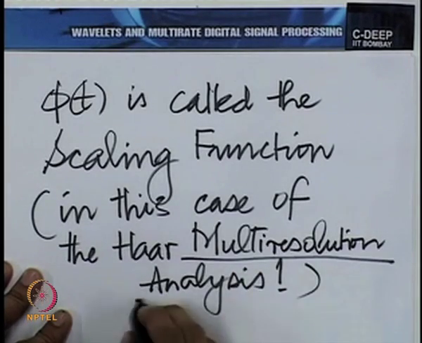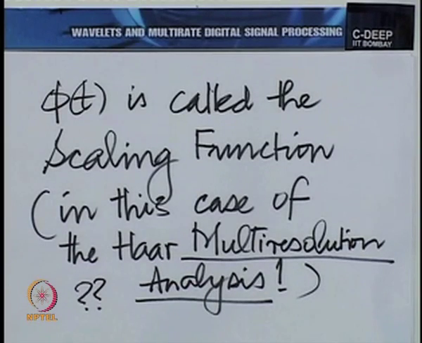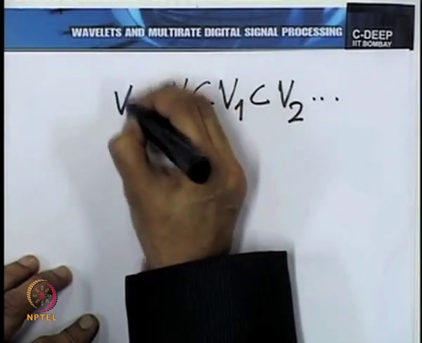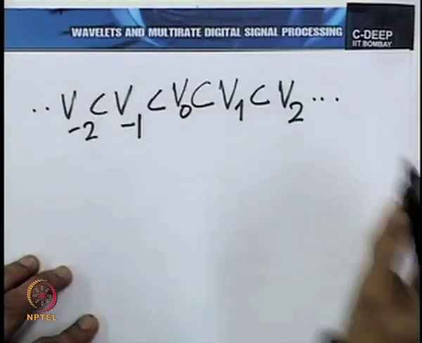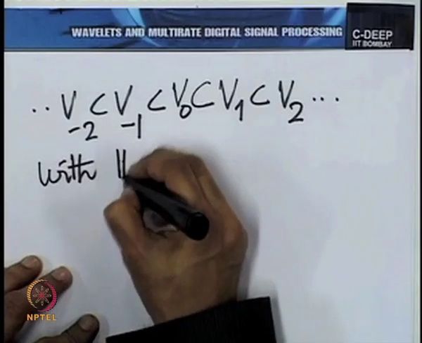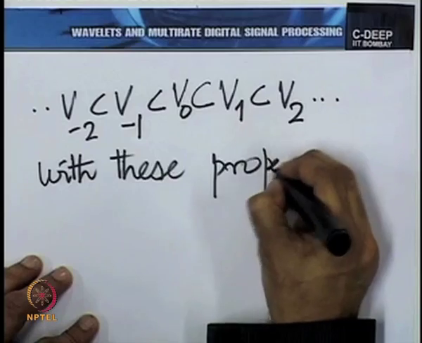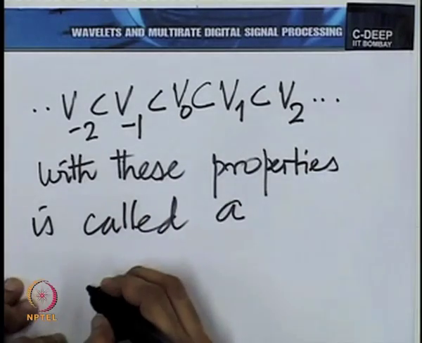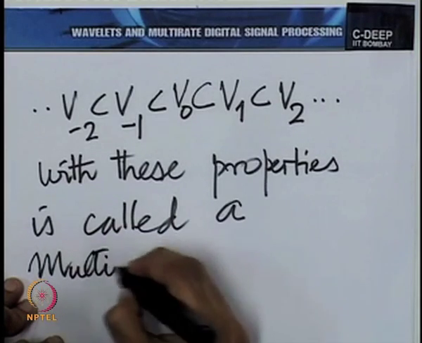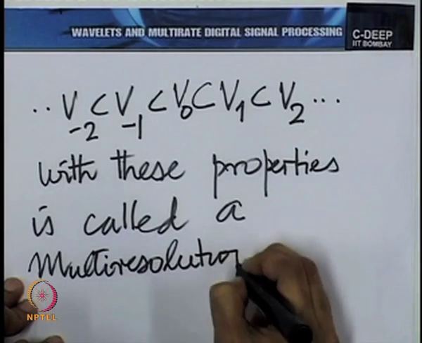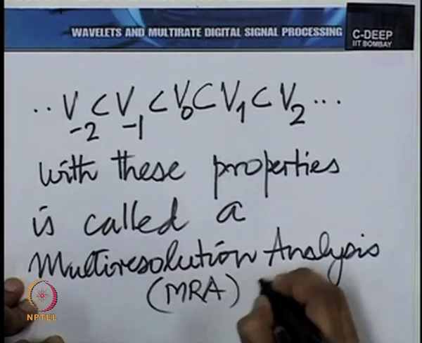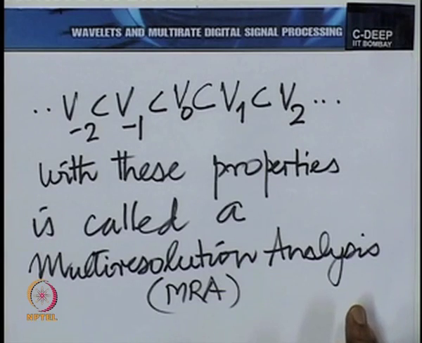So, what is this? Well, this ladder of subspaces that we are talking about here, with these properties, is called a multi-resolution analysis, or an MRA for brief. Of course, in this case the Haar multi-resolution analysis.